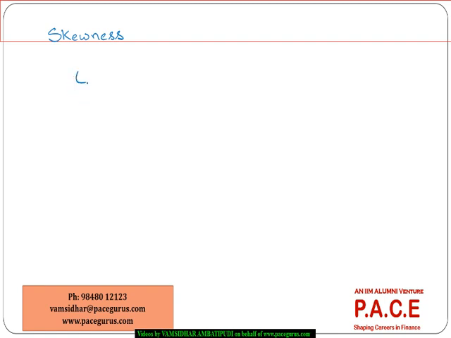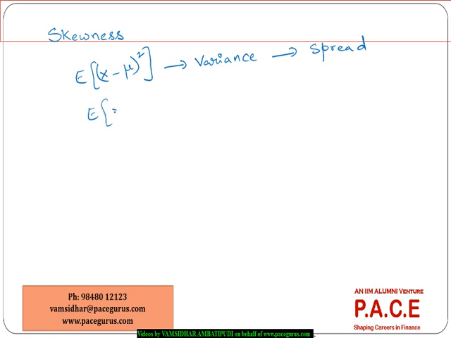See, when we are talking about the second central moment, (x minus mu) squared, this is what we called a variance. Variance is telling about the kind of spread a particular random variable has around the mean. The same logic, if I am doing the cube of it instead of the square, this talks about the symmetry: how symmetric is the distribution around the mean? So this is a measure of skewness.